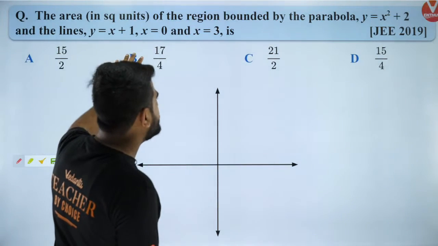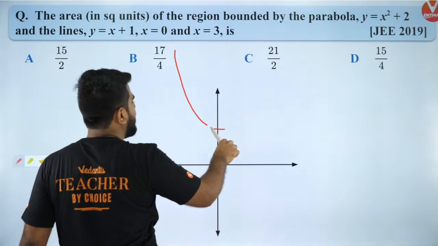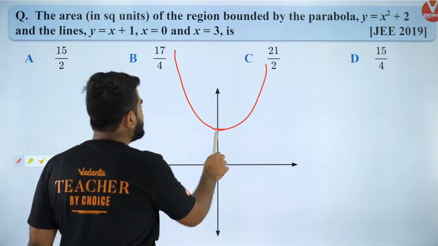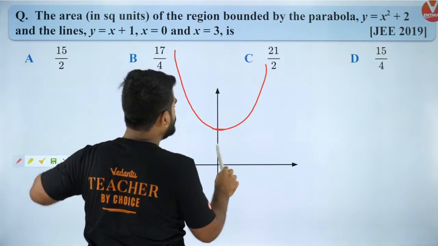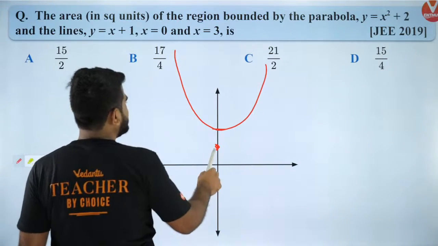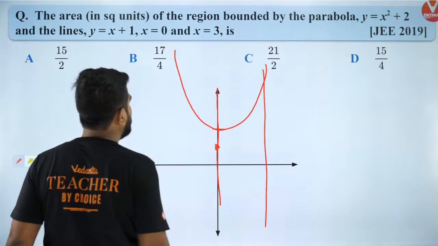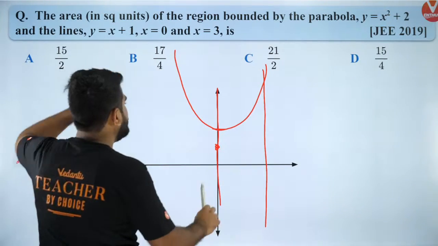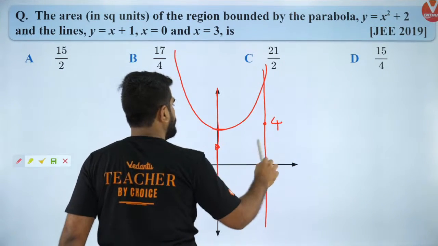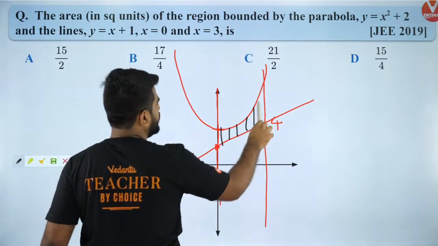So people, what do we have out here? We have a parabola which is x square plus 2. So x square plus 2 will be like this. Okay. And then you have y equal to x plus 1. So at 0, this will be 1. That will be 2. So this will be 1. And then you have x equal to 3 and x equal to 0. So this is x equal to 0, your y-axis, and x equal to 3 will be over here. Okay, and then you have the x plus 1 line. So at 3 it will go to 4. So this is how the line will be. So they want the area bounded. So don't you guys agree this is the area bounded?